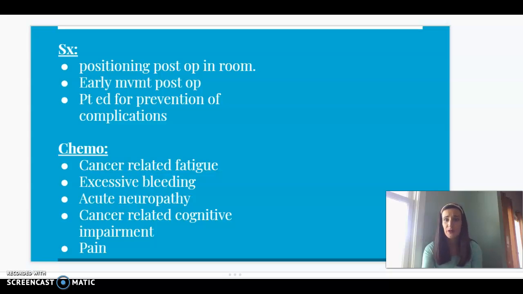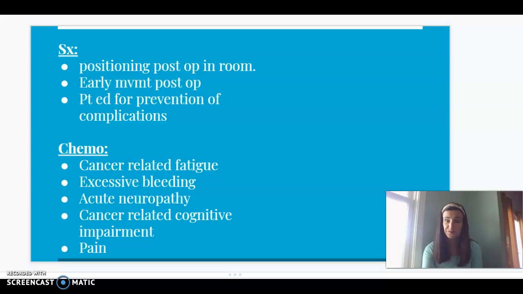With chemo, you would look for excessive bleeding. And that's because the chemo and those drugs are affecting their lab values and their blood counts and all those things, right? So we're going to be looking out for their platelets and their different levels that may cause excessive bleeding during that time. Okay.